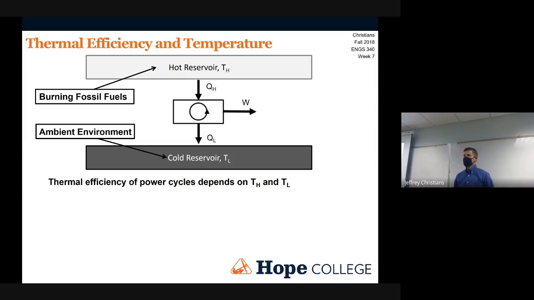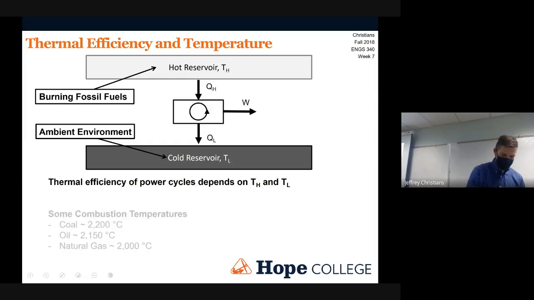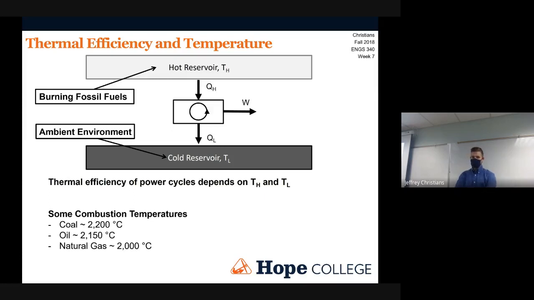Does anybody know what temperature different fossil fuels burn at? If I were to burn coal, what temperature is that? A lot higher? Or is it like 500 or 600 degrees? Anybody know? Between 1 and 2 thousand. So here are some combustion temperatures for different fossil fuels. Coal, about 2200 Celsius. Oil, about 2150 Celsius. Natural gas, about 2000 degrees Celsius.